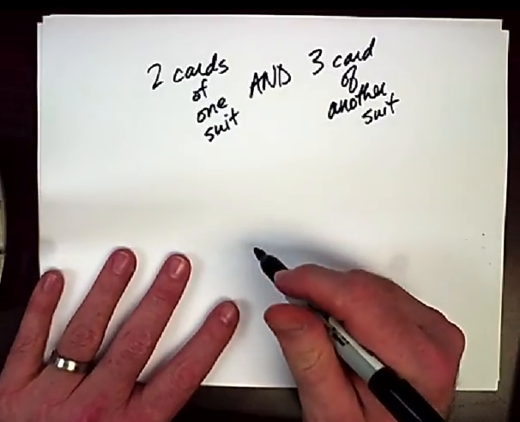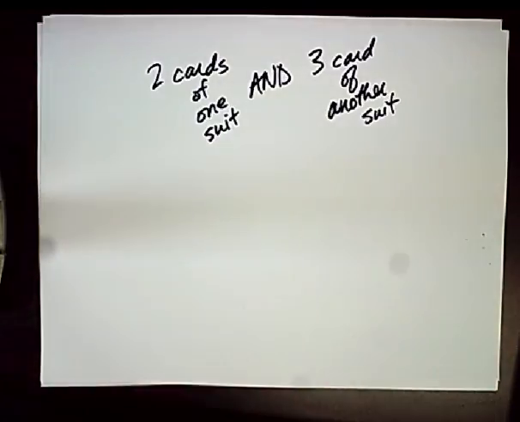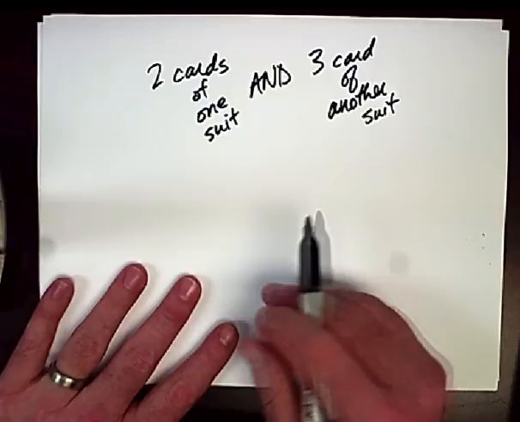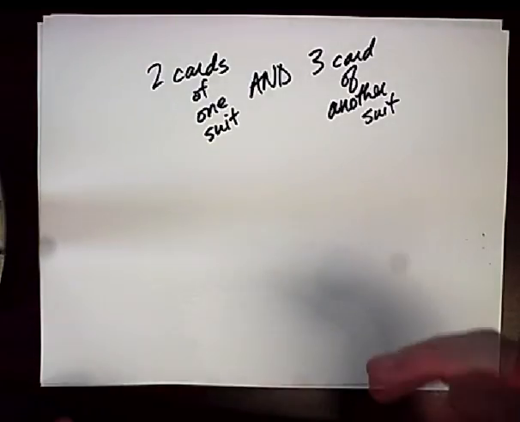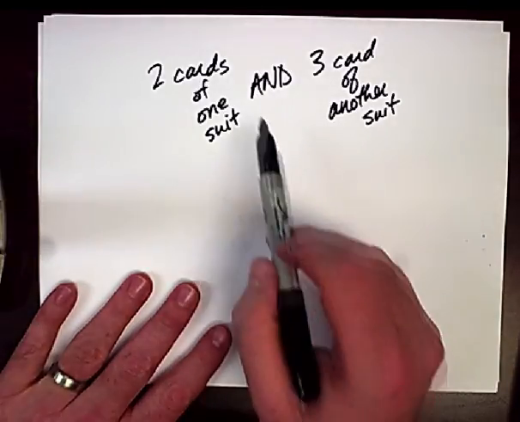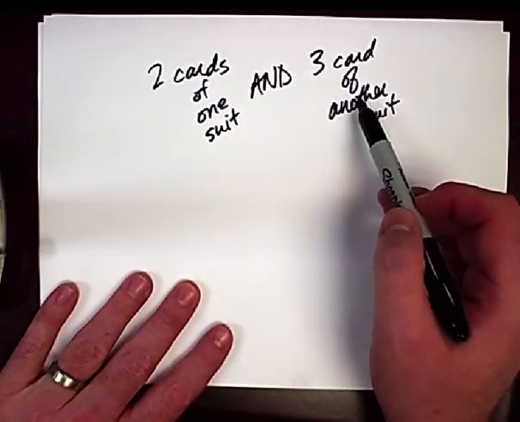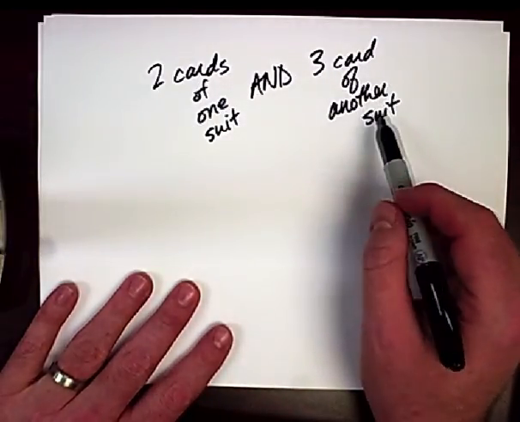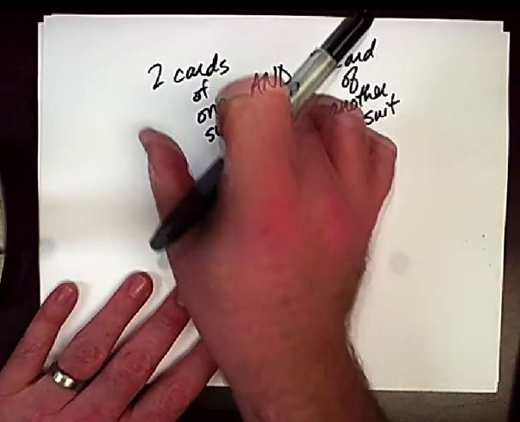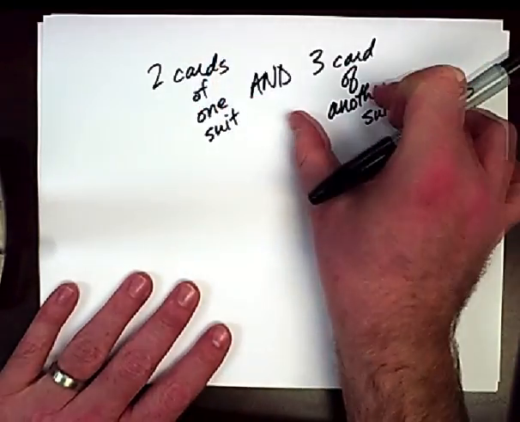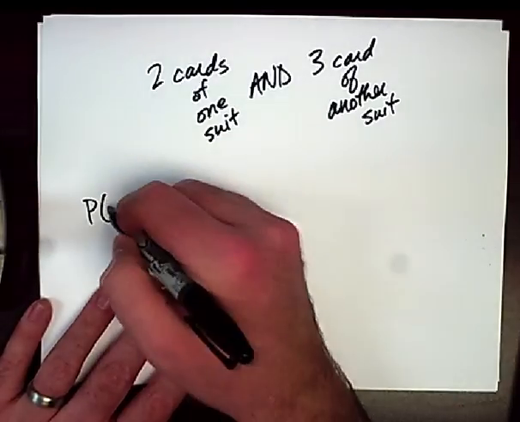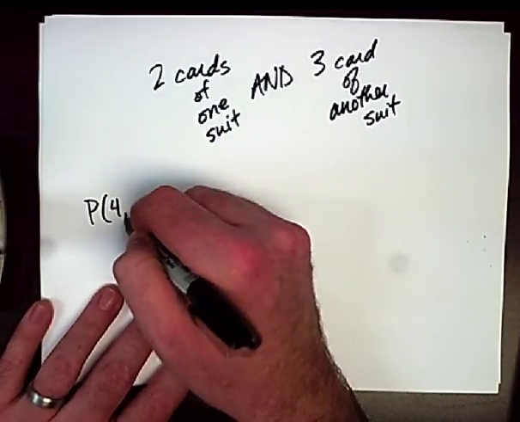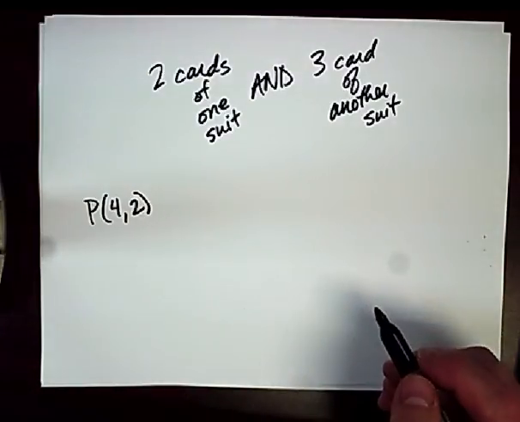And that's going to be the top of the fraction. Well, first thing is we have to pick which 2 suits there are. The order matters because you've got to get 2 of one and 3 of the other. So it matters which ones are in the 2 and which ones are in the 3. So that's a permutation. We have 4 suits to choose from, and we're going to pick 2 of them.